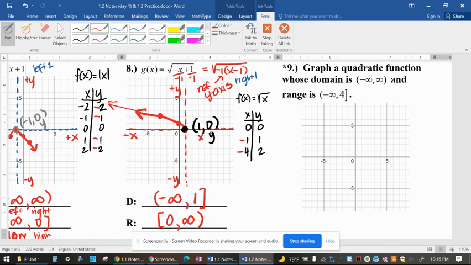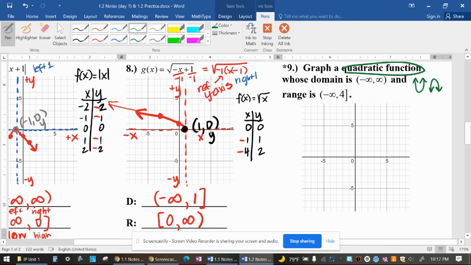Okay, last one. We're kind of going backwards here. So they're already describing the domain and range of something, and you have to draw it. So first of all, we've got a quadratic function. So that's the first piece of information they gave us. Quadratic functions are parabolas. We don't know if this one opens up or down, but feel free to make a little sketch so that you know what shape you're going to draw.